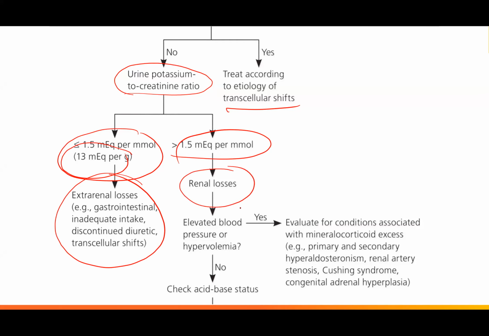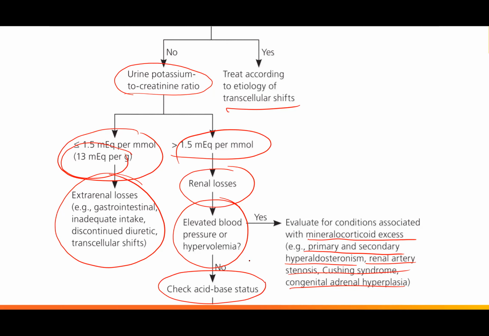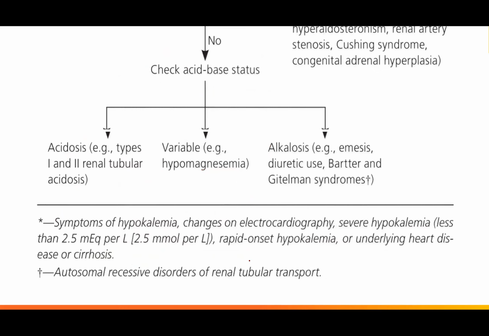Then, is the blood pressure elevated and is there hypervolemia? Yes, means I am dealing with mineralocorticoid excess: primary or secondary hyperaldosteronism, renal artery stenosis, Cushing syndrome, congenital adrenal hyperplasia, where not only the potassium is low, there is extra blood pressure and hypervolemia. And these people usually have alkalosis. Whereas if there is no extra blood pressure, normal blood pressure and volume is not elevated, then check the acid-base status.